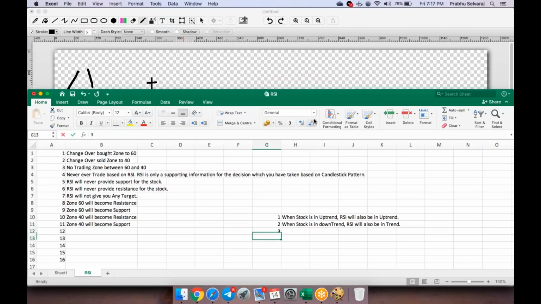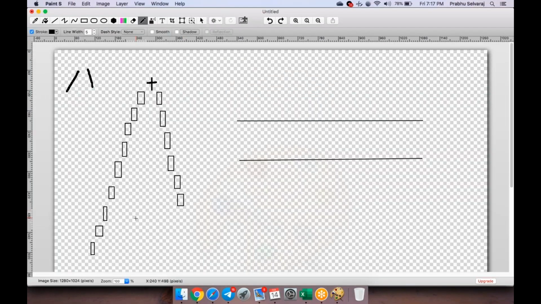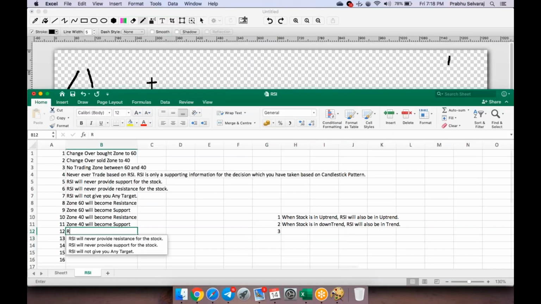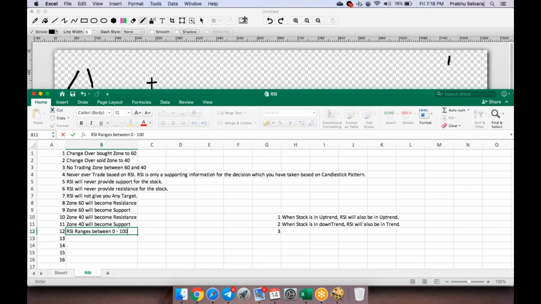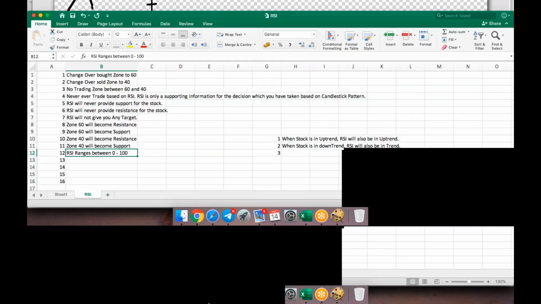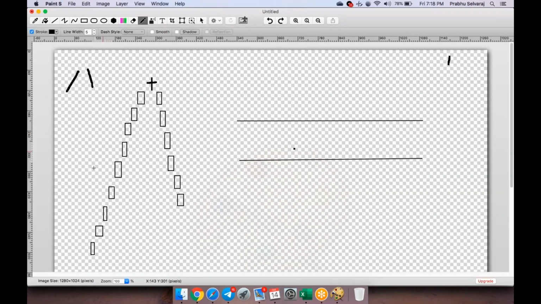Now we agree that the maximum level RSI can go is 100, and the lowest is 0. There is nothing above 100, there is no negative RSI. RSI ranges between 0 to 100. Next, when the stock is in uptrend, RSI will be in uptrend. When the stock is in downtrend, RSI will also be in downtrend.